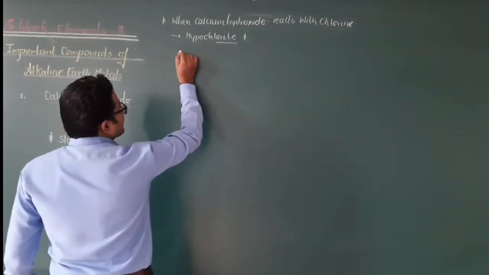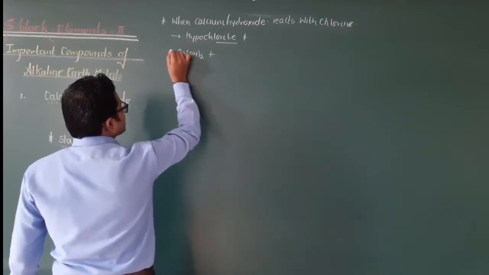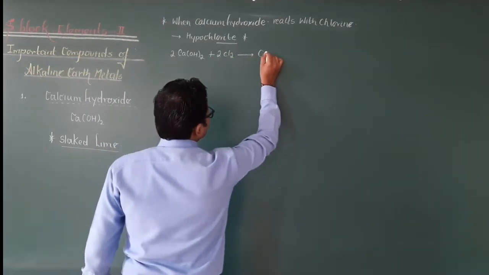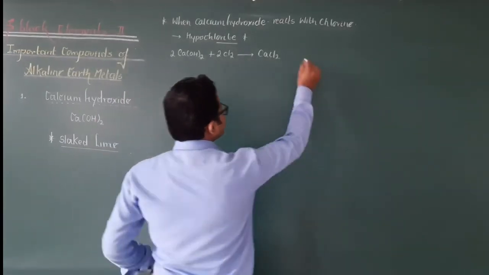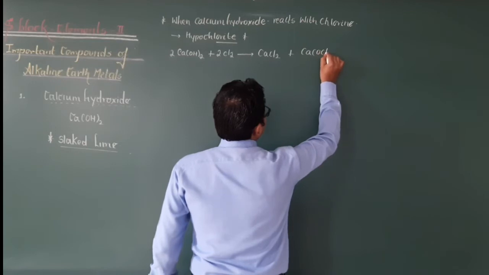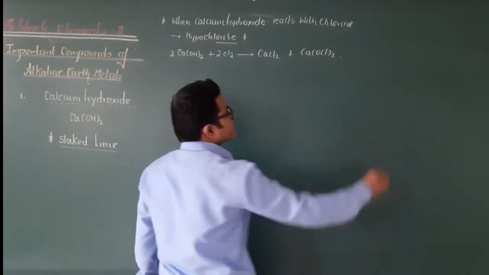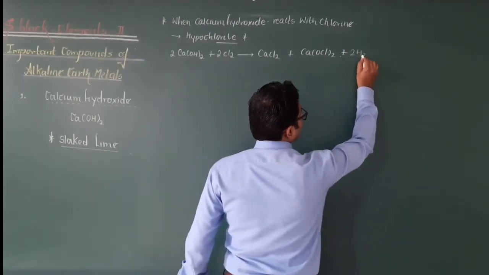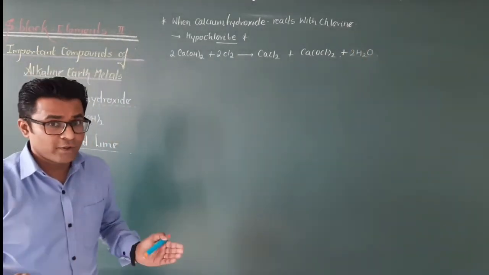So when calcium hydroxide reacts with chlorine, it yields a byproduct, calcium chloride. Along with the byproduct is our main product, calcium hypochlorite, along with the elimination of a water molecule. So it is going to be a very important reaction for us.